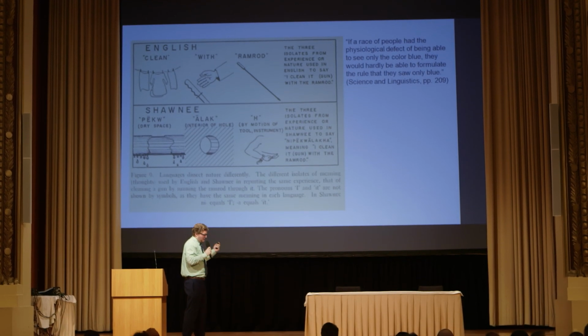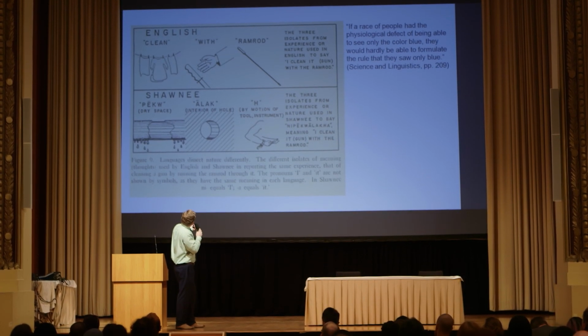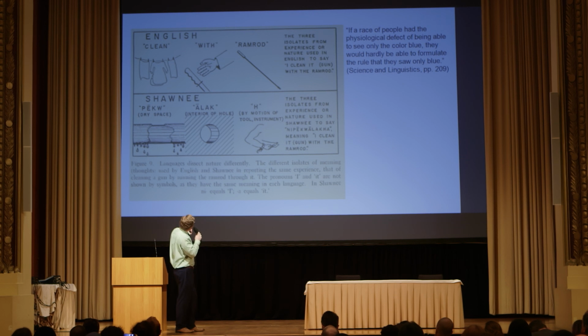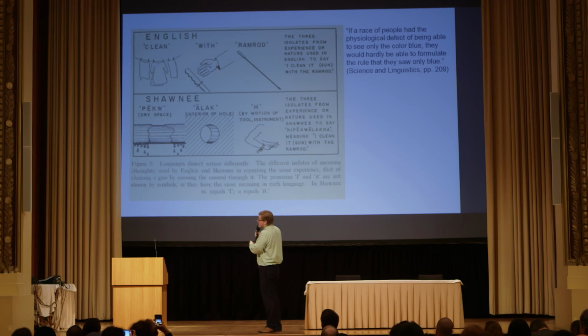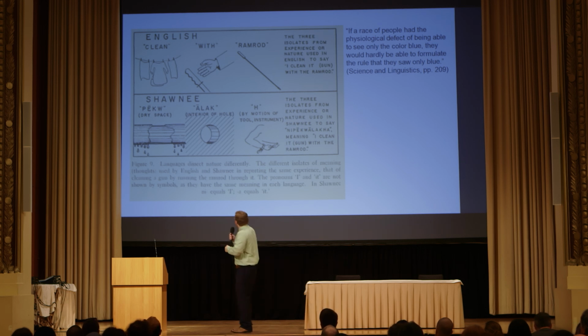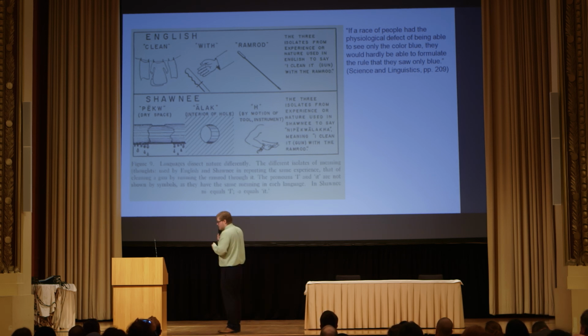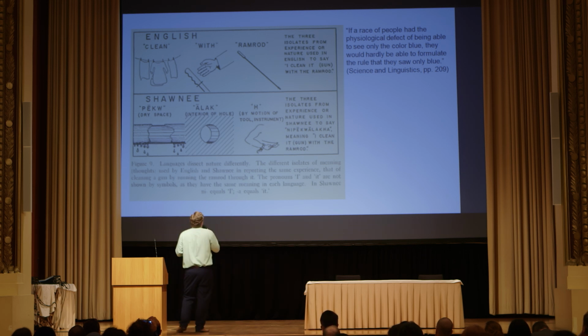So, looking at a couple different examples, Whorf also saw, in English you might say, I cleaned something with a ramrod. In Shawnee, for example, you are describing the same exact action, but you use different word foci. So here you would talk about a dry space for cleaning. You would talk about the interior of a hole if you're putting a ramrod in there, and then you use the motion described to that when you use an instrument, basically. So same action, different foci for the same thing.